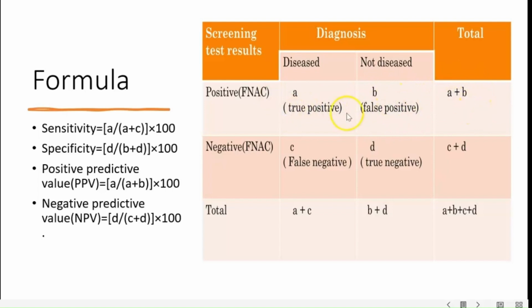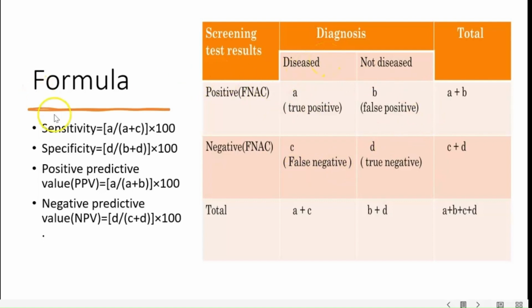So this A plus B is the total positive. So here it will automatically become the false positive. You have mentioned the value of true negative. So this is the column of negative test result. This will automatically become false negative. So in this way we can completely fill this 2 by 2 table.